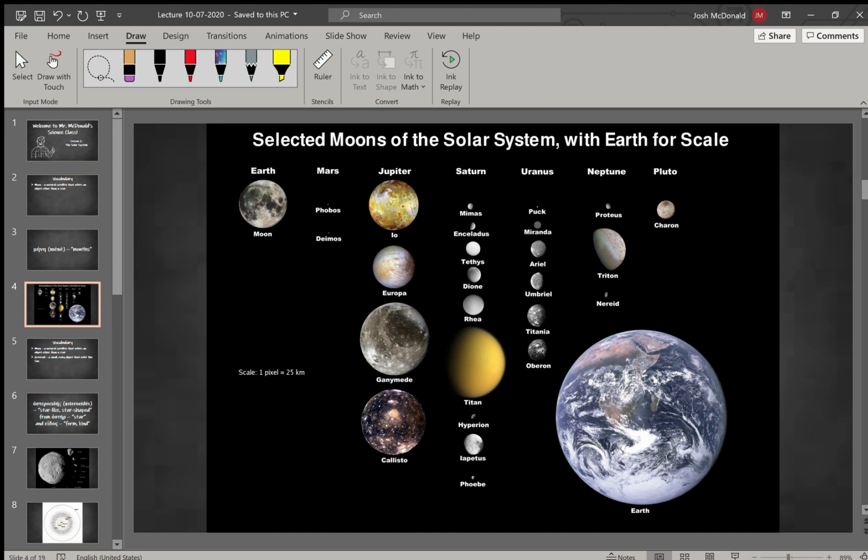Now, they were referred to previously as just satellites. But once we started launching artificial satellites into orbit, that word kind of fell out of use, and we just started referring to them generically as moons after our moon.